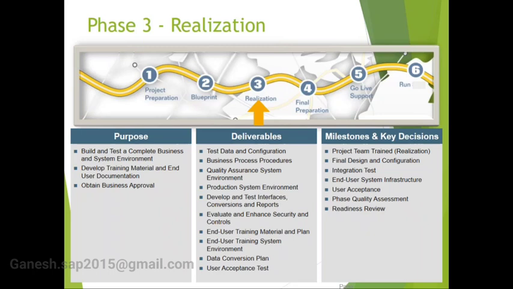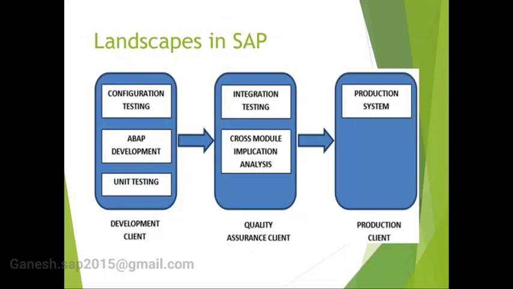So in the realization, we do this configuration, move to the testing client, and do the unit testing. We also prepare the functional specification and hand over to the ABAP team, and they will develop the respective programs, and then we do the testing. If all the testing with the corrections is completed, then the complete transport requests are moved from the development to quality. This is the landscape in SAP.